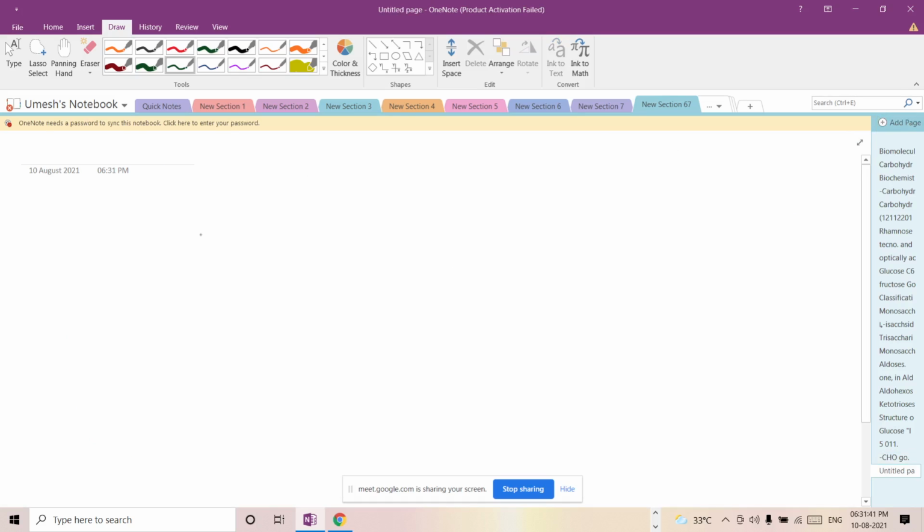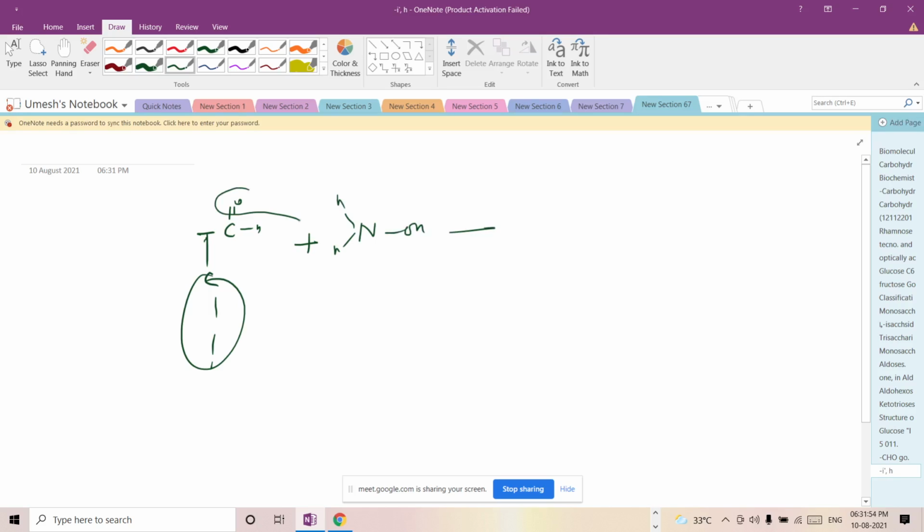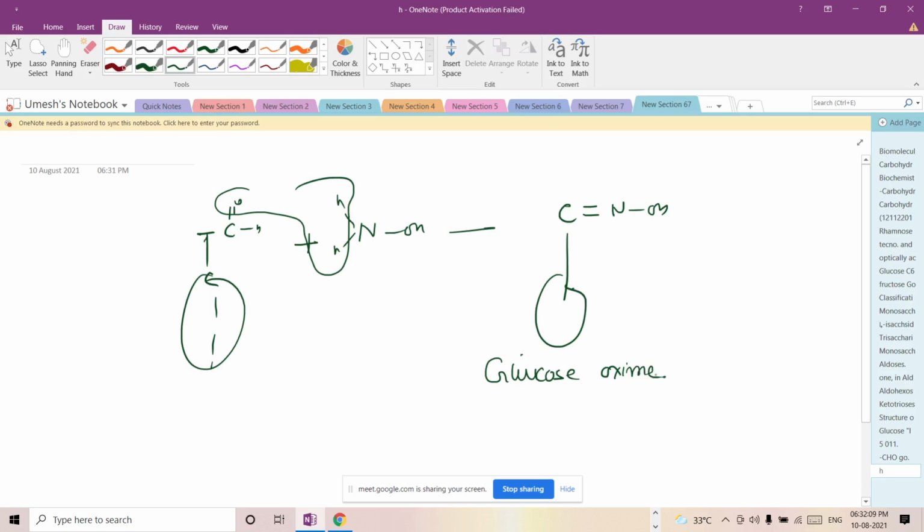Another, I have an aldehyde group here, right? The rest of the structure below is as such. If you treat this glucose molecule with hydroxylamine, an ammonia derivative, water will go from here and oxime will be formed here. The rest of the structure is all the same and we call this the glucose oxime.